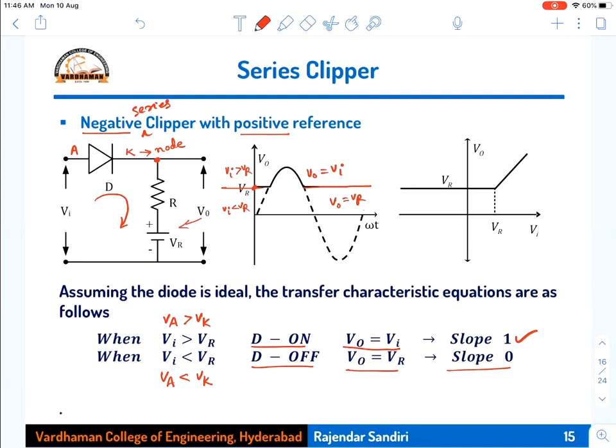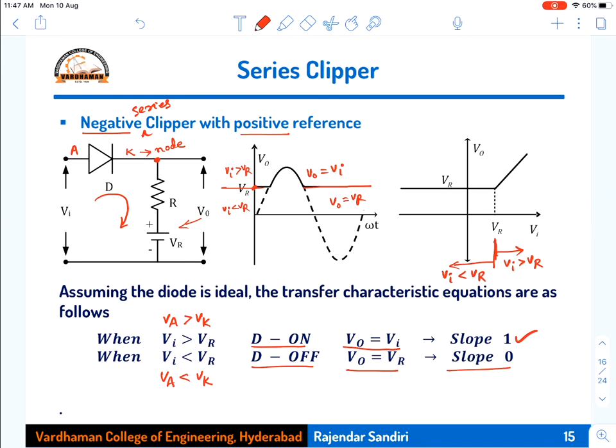Next, here in this transfer characteristic plot also, VR is taken on the x-axis. So on this side it is Vi greater than VR. On this side it will be Vi less than VR.